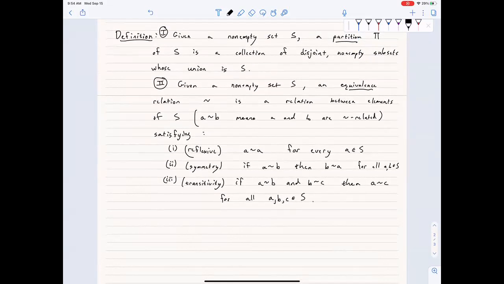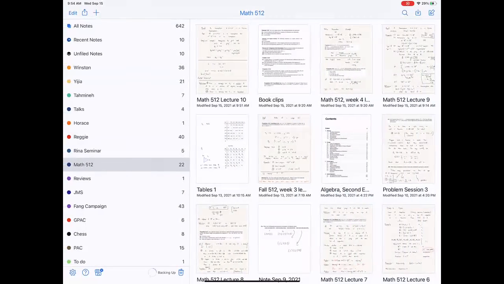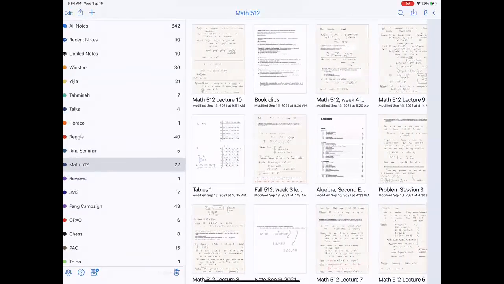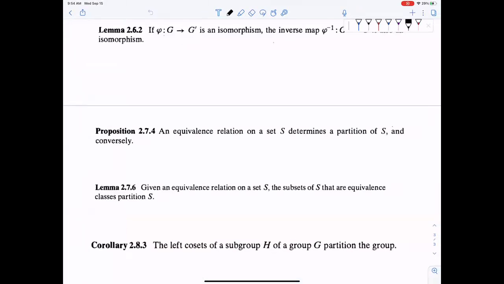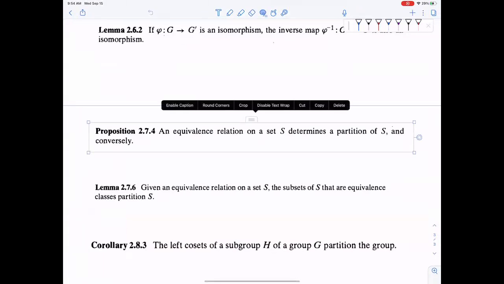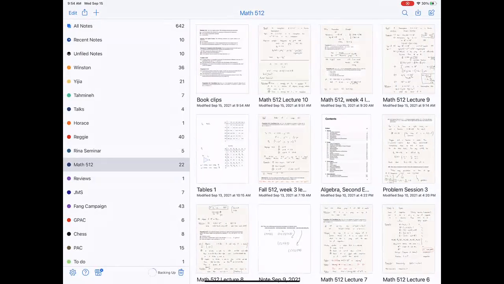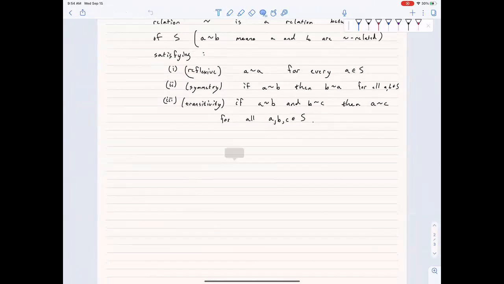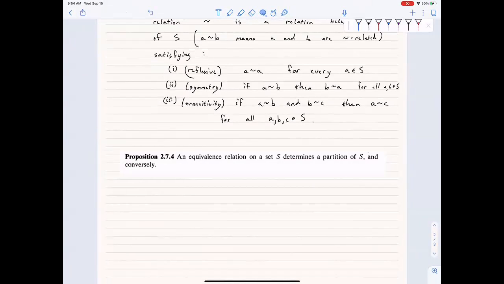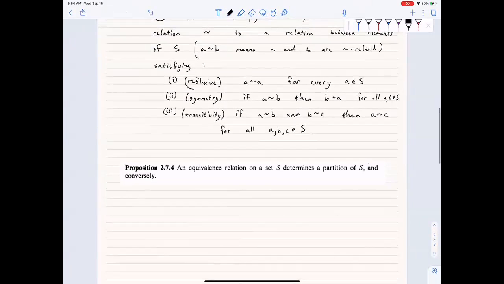Good. So let's talk about a proposition. This is a proposition that will tell us how we can go from one setup to another. It's more of a proposition that is kind of like a definition or a construction. Let's prove it.